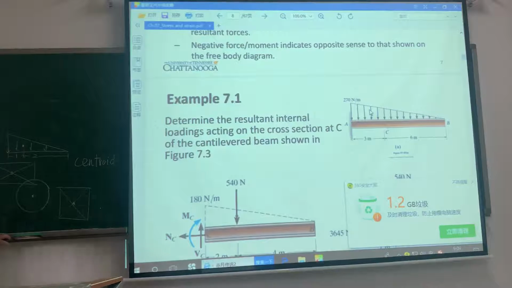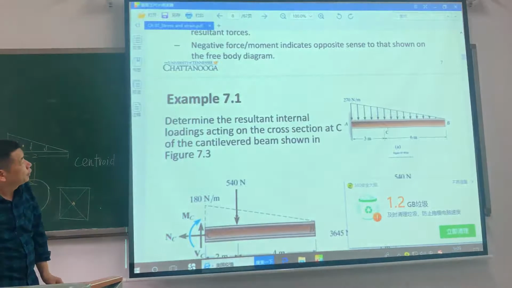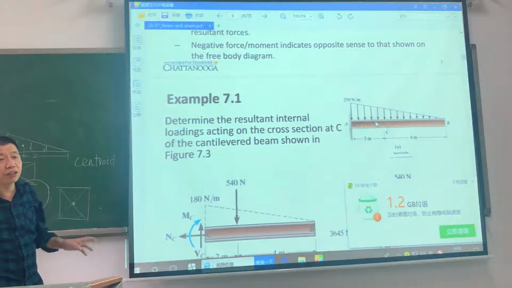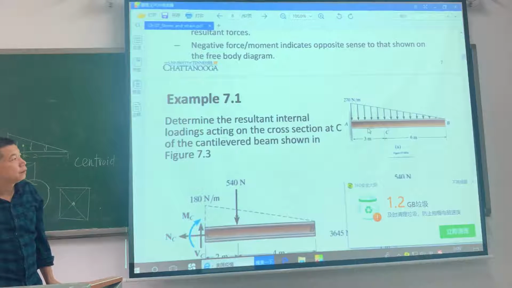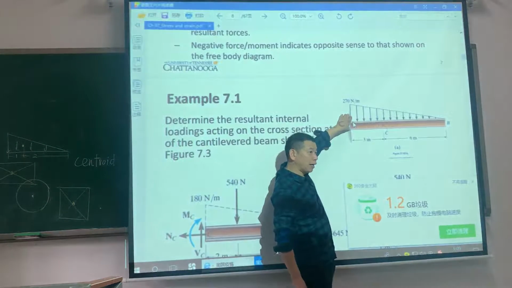So, look at the problem. Determine the resultant internal loading acting on the cross section at point C of the cantilever beam. This kind of beam, we call it a cantilever. One end is fixed.